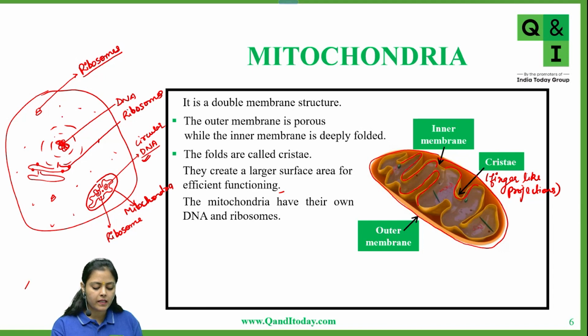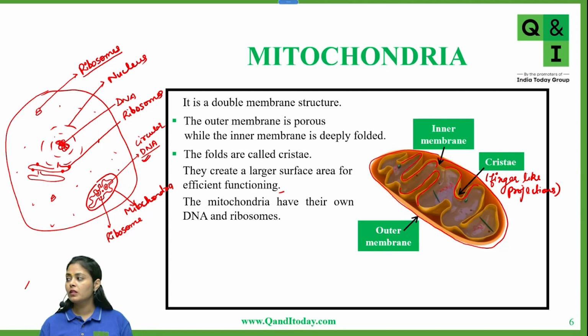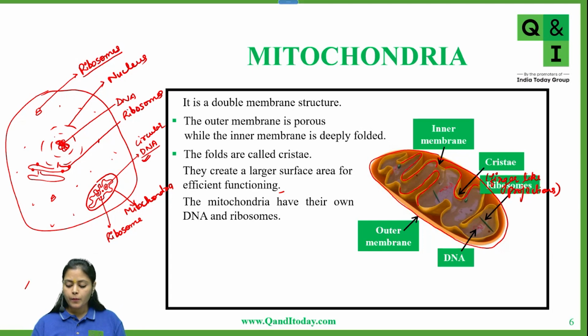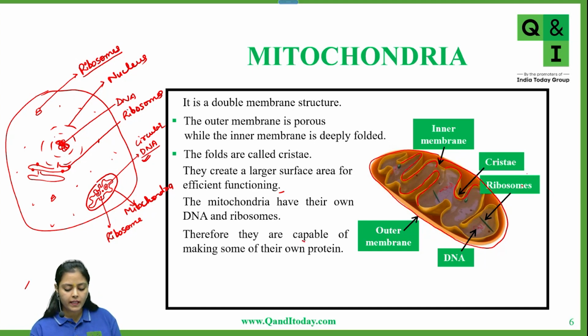The cell's DNA is lying where? The cell's DNA is lying in the nucleus, whereas mitochondria has its own personal DNA molecules. So this means that they can make their own proteins. Using their ribosomes, the mitochondria can make their own proteins. So that's why they are capable of making some of their own proteins.